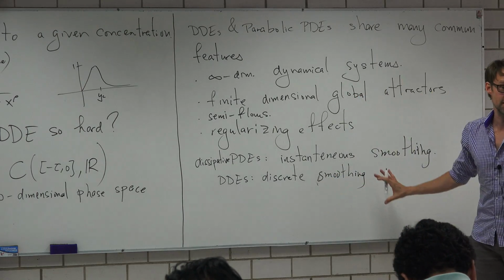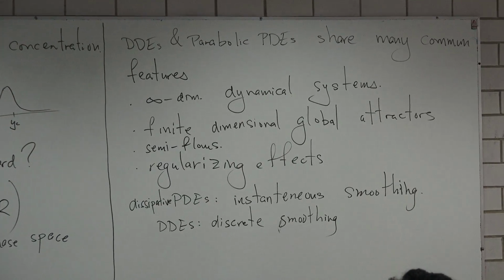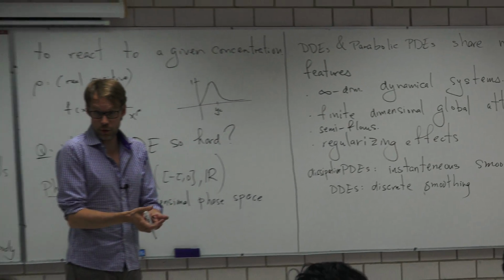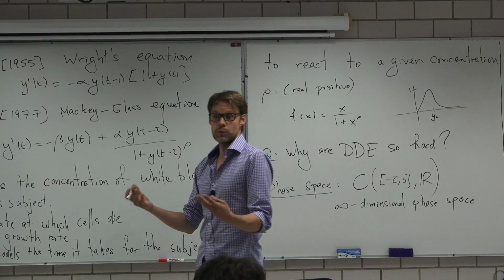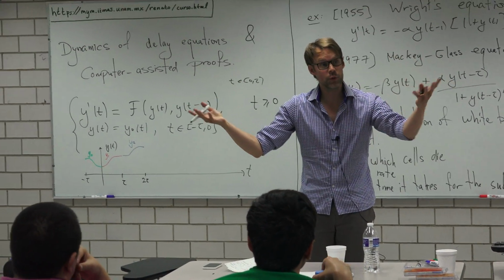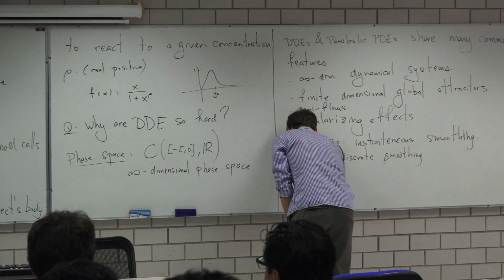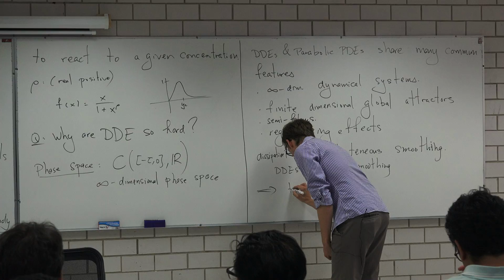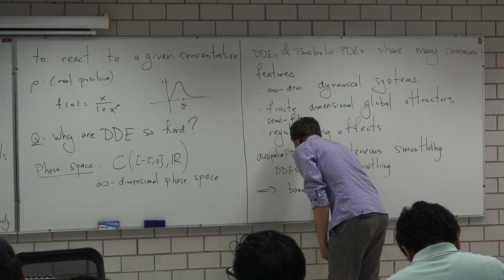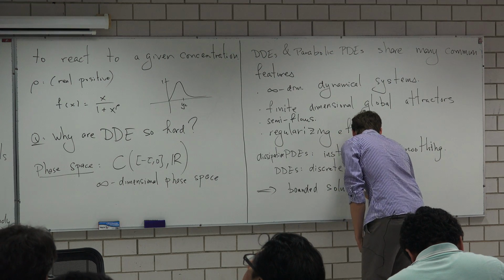But because of this smoothing, these classes of problems both share the feature that bounded objects, or bounded solutions, that is, solutions which exist for all time, are smoother than the typical solution. So the implication is that bounded solutions, globally defined in time, are very smooth.